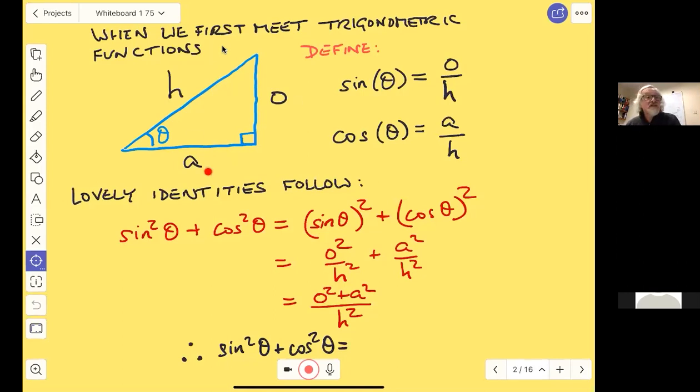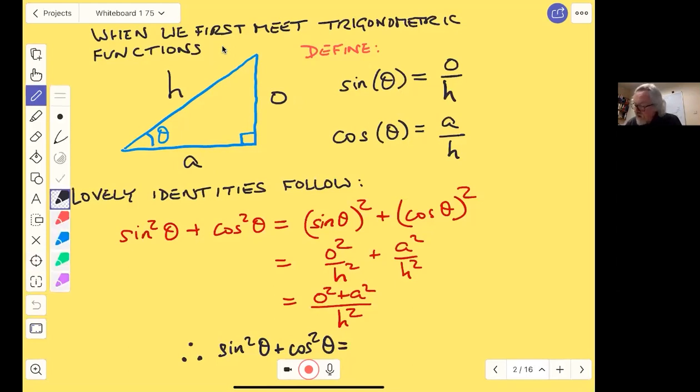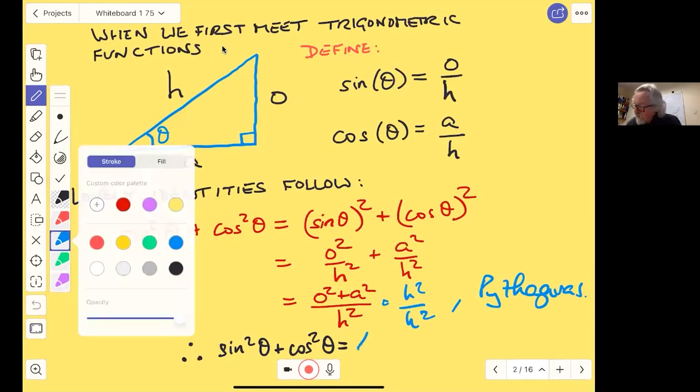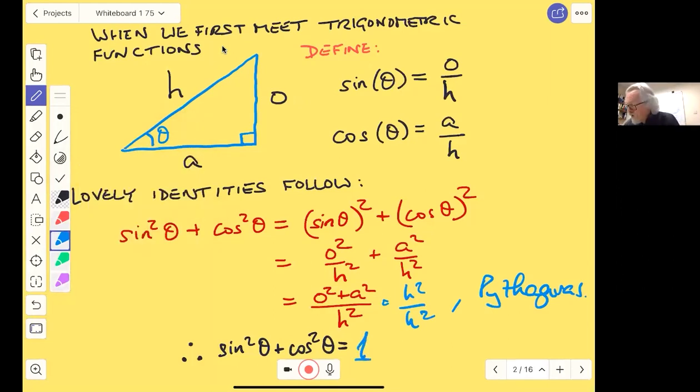This squared plus this squared is... So the ancient Greek, exactly, Pythagoras. Somebody sent me a message. That's Pythagoras' theorem. o squared plus a squared is equal to h squared from Pythagoras' theorem. So therefore, the h squareds cancel and it reduces to 1. And we have this lovely result that sine squared plus cos squared is 1. So now we've warmed up a little.